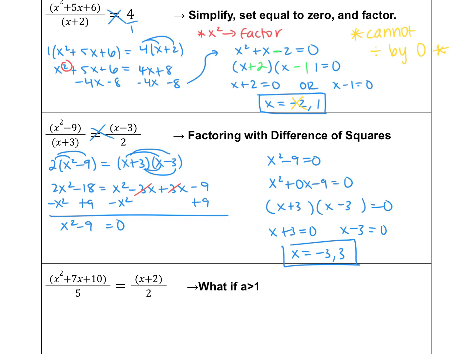But here, we do have one number that causes an issue. Which of those 2 answers is going to cause us an issue? Negative 3. Negative 3 causes an issue. Now, what about the positive 3? If I put positive 3 here, I get a 0 in the numerator. Is that okay? Can I do 0 divided by 2? Yeah, what is 0 divided by 2? It's just 0. Yeah, so that one's okay.